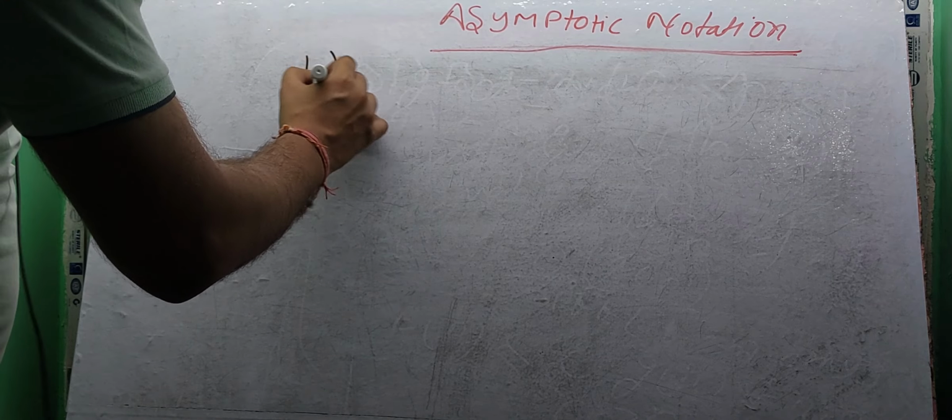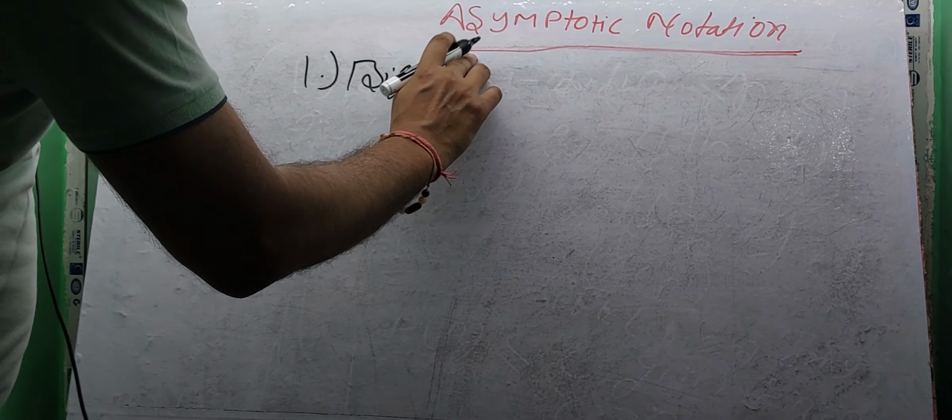In today's lecture, we will discuss asymptotic notation. Asymptotic notation is used to describe the running time of an algorithm. Or in another word, we can say that it shows how much time the algorithm takes to run if we give an input. There are mainly three types of asymptotic notation. First is big O.